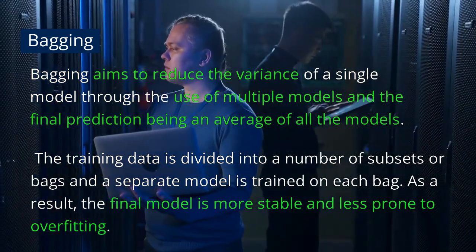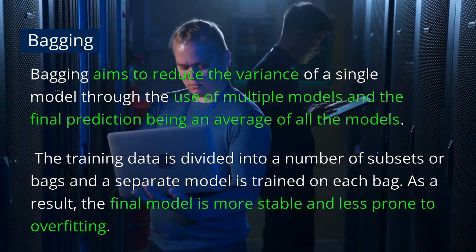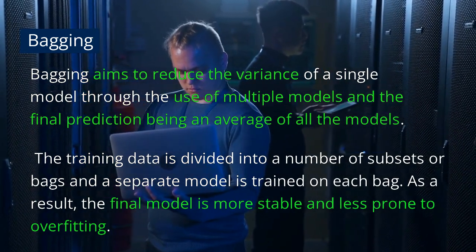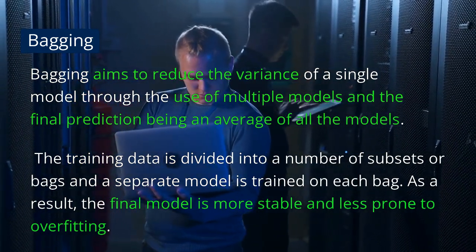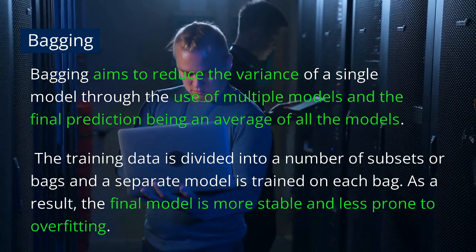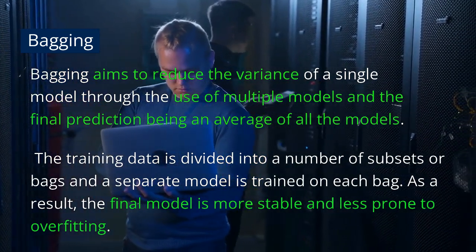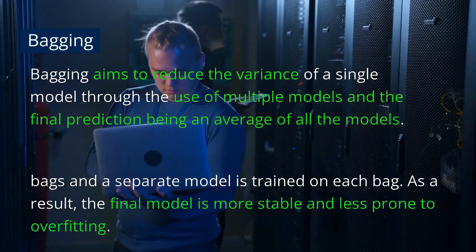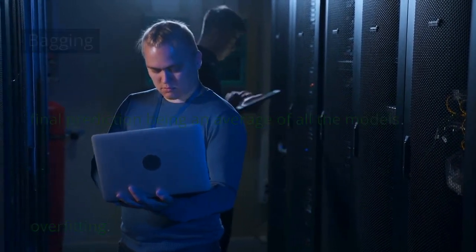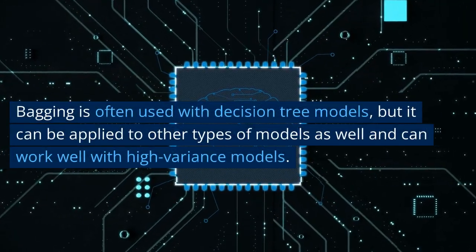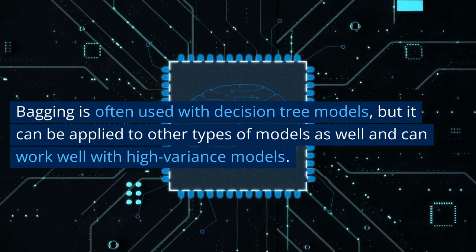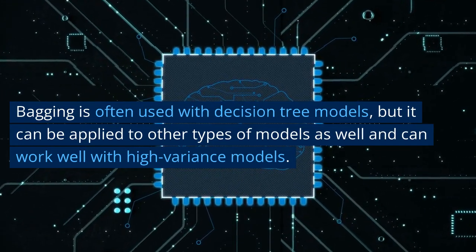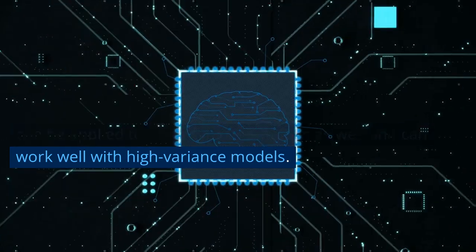Similarly, in bagging, the training data is divided into a number of subsets or bags, and a separate model is trained on each bag. As a result, the final model is more stable and less prone to overfitting, and the final prediction is an average of all the models. Bagging is often used with decision tree models, but it can be applied to other types of models as well and can work well with high variance models.